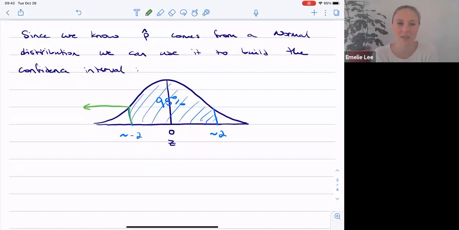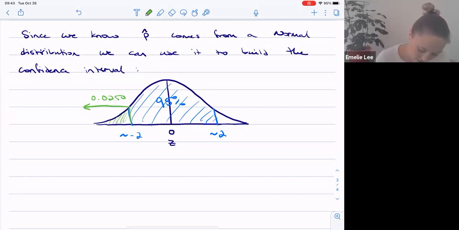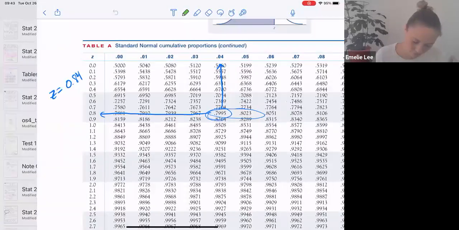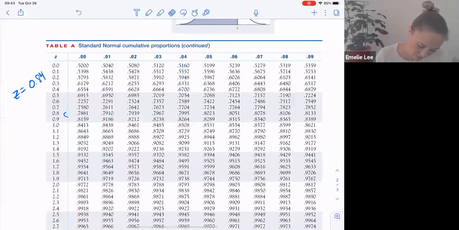If I'm looking at the central 95% here, then I've got 5% split up, right? And so then I have an area of 0.025 here. All right, and so the area in the tail is 0.025. What can I do if I have the area in the tail? I can backtrack to find a z-score. So let's go to the tables.